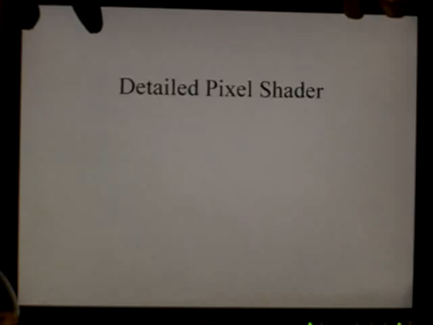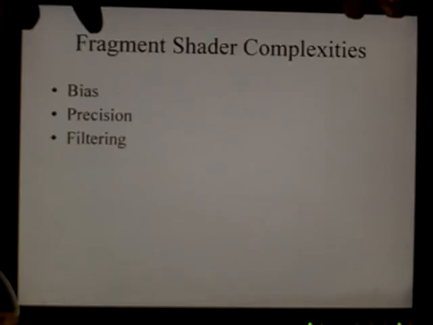So I want to go back to the pixel shader in a lot more detail, and make sure I cover all the little significant issues. The main issues that I skimmed over here were some minor bias issue, a significant precision issue, and the lion's share of the time here is about texture filtering. I was just hand waving and assuming nearest neighbor sampling on the physical texture.